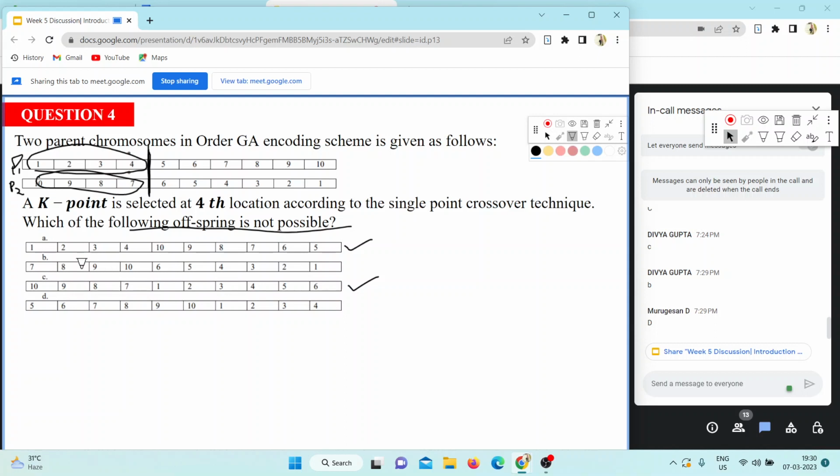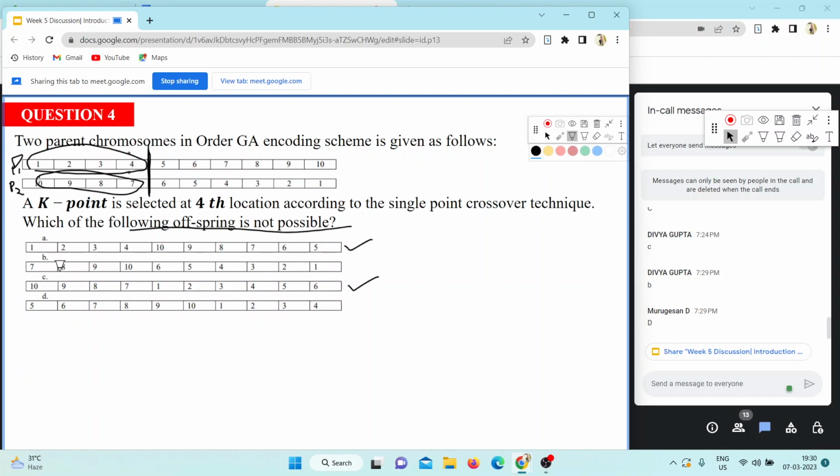Now what about B and D? Now see, B and D. B is 7 8 9 10. Like I have told you, in single point crossover you copy the bits as they are. The bits that are before your imaginary bar, you copy as they are, but you can also copy the bits before the imaginary bar in reverse order also.